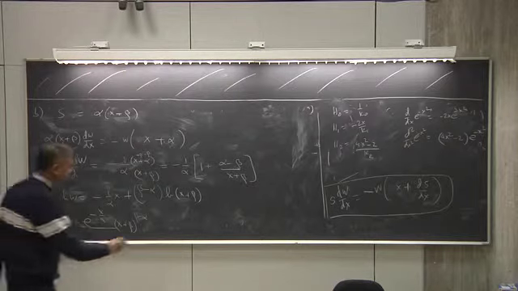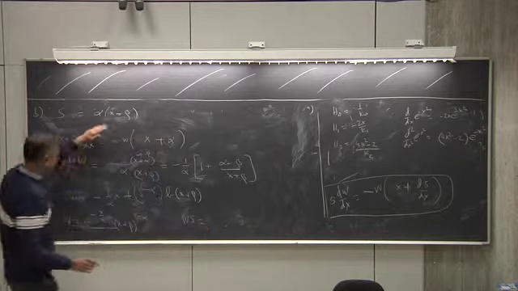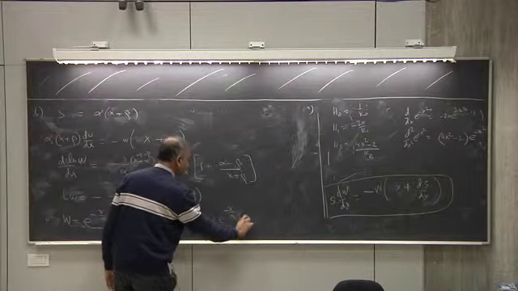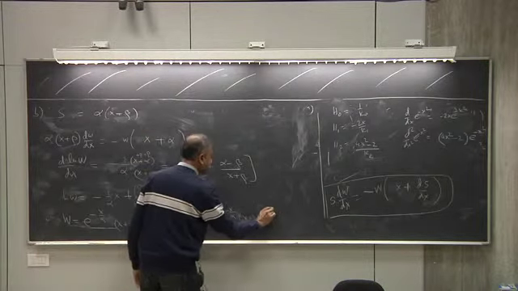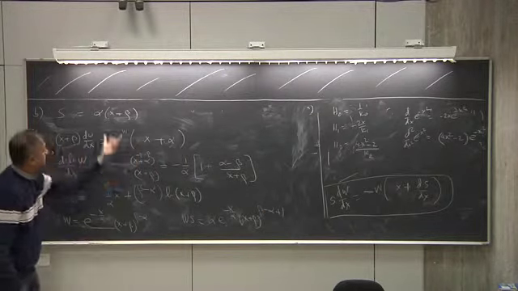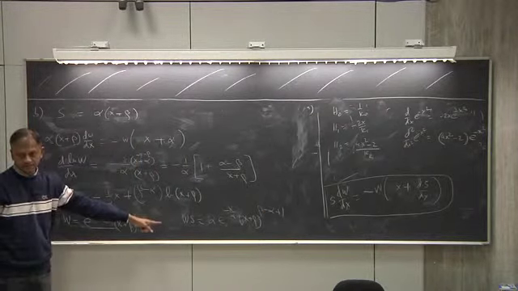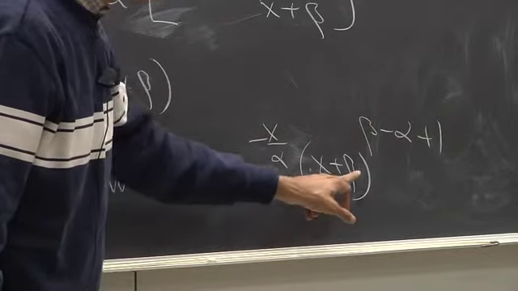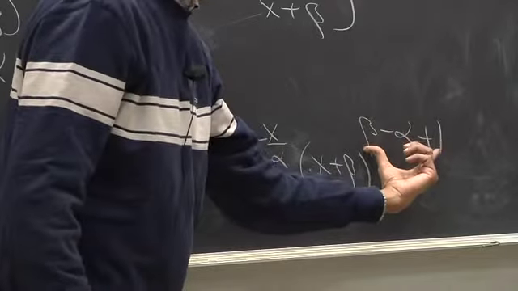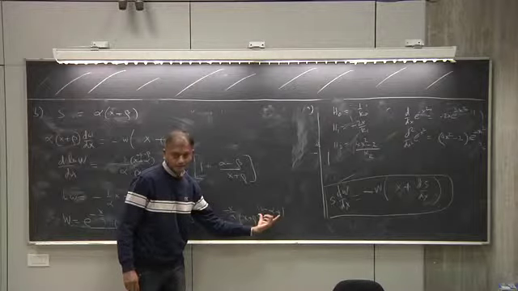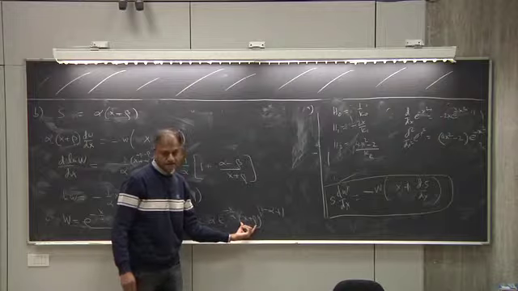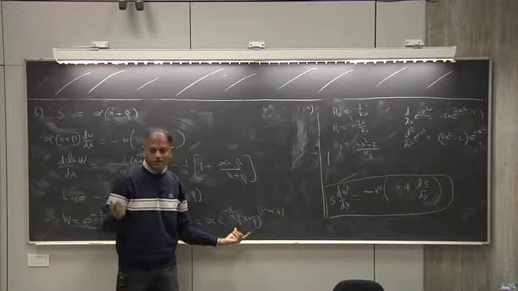Okay? So what is W times S? Just multiply this with that. Up to a constant it is e to the minus x by alpha times (x plus beta) to the power of (beta minus alpha plus 1), because this times that gives you beta minus alpha plus 1. And you want this to vanish at the two endpoints. At x equal to minus beta, this will vanish, provided this power is positive. But that's all. You can only find one point.